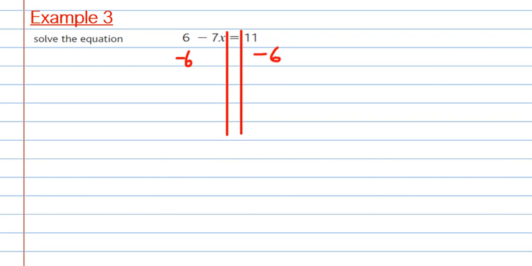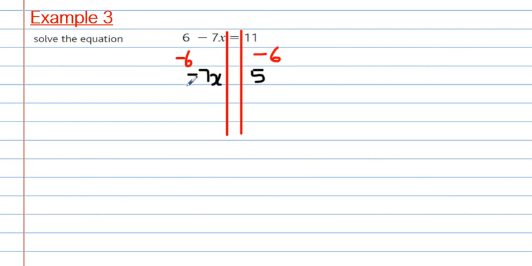Okay. Now I tidy up. Don't forget you tidy up at every stage. That will cancel out. I'm left with minus 7x. And 11 take away 6 will give me 5. Okay. Like that.